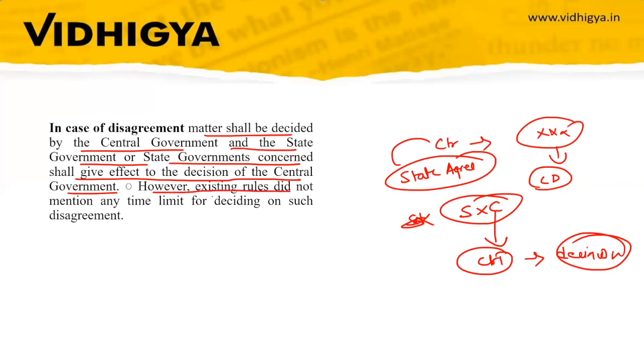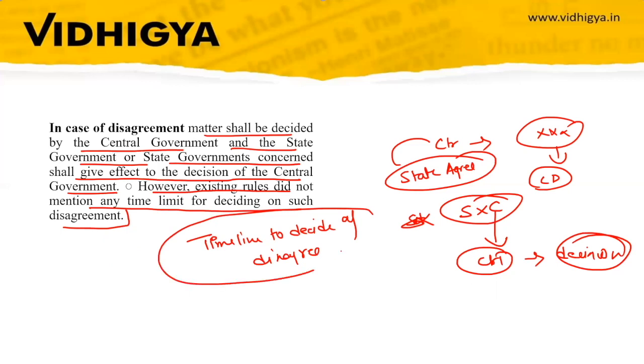However, the existing rules did not mention any time limit for deciding on such disagreement. So there is no timeline to decide on such disagreement. That becomes an issue: the central government wants a deputation officer, and because there is no timeline, it becomes a problem, and the center does not get the officer on deputation.